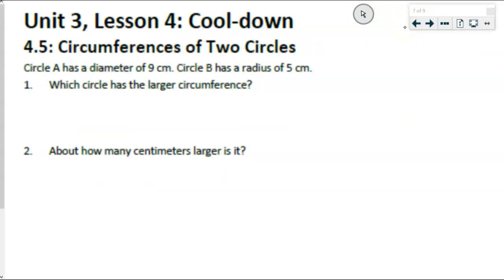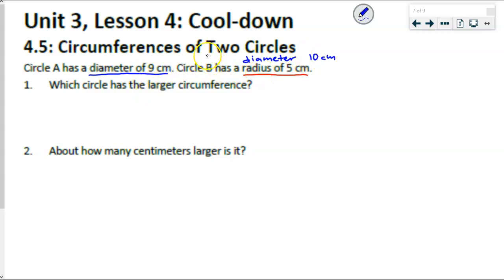So in this cool down, Circle A has a diameter of 9 centimeters and circle B has a radius of 5 centimeters. Which circle has the larger circumference? Make sure you're careful here. Circle A has a diameter of 9 centimeters and circle B has a radius of 5 centimeters. It's better to compare apples to apples. So instead of talking about the radius here, let's change it to the diameter. What is the diameter of circle B? Trace. 10 centimeters. We're going to double that radius.